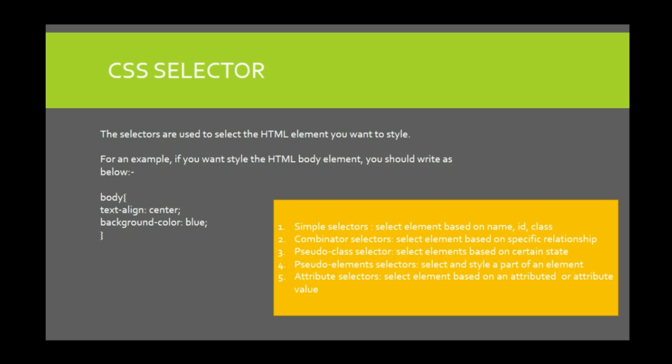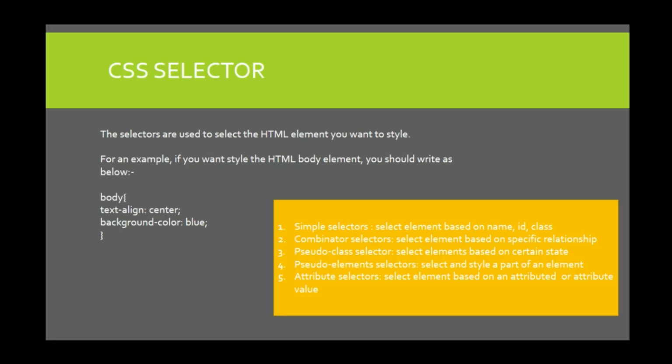For example here, if you want to style the HTML body element, you should write this syntax. Body refers to the selector, and then inside the curly bracket we have text-align center, background color. This one is the property, the style that you want to use for that HTML element.